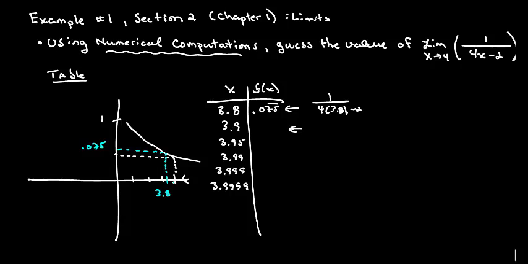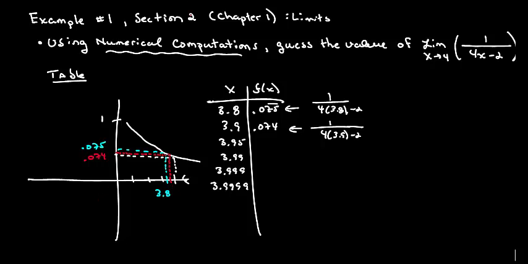Now we're going to move a little bit closer to 3.9. When I plug 3.9 into that, I do 1 over 4 times 3.9 minus 2, and I get out 0.074 approximately. That's approximate because it's 0.0735. So what happened? We got a little bit closer. We went up and we came over and we found out that this height was 0.074.